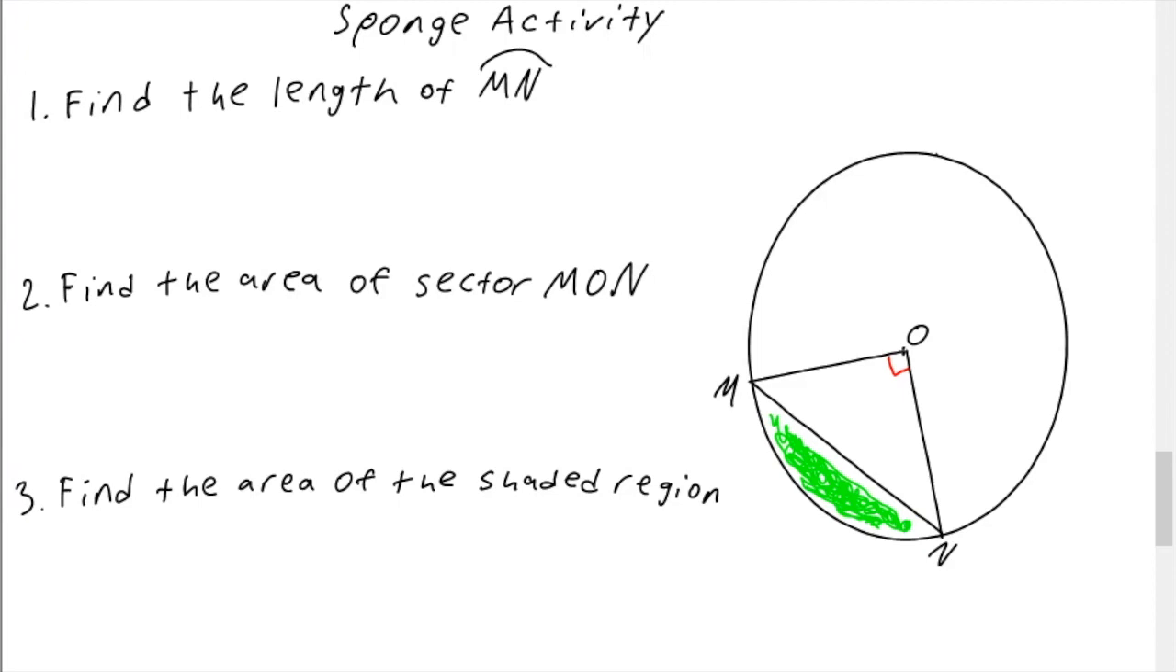Alright, now time for the sponge. 3 things. Number 1, find the length of arc MN, so find the arc length. Number 2, find the area of sector MON, so the area of the full sector, not just the green part, but everything in that sector. And number 3, find the area of the shaded region, so find the area of the green part.